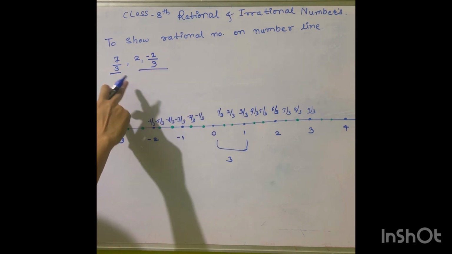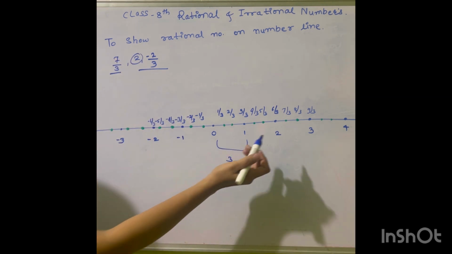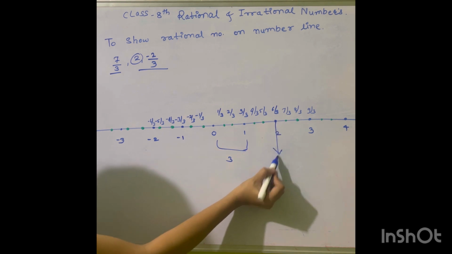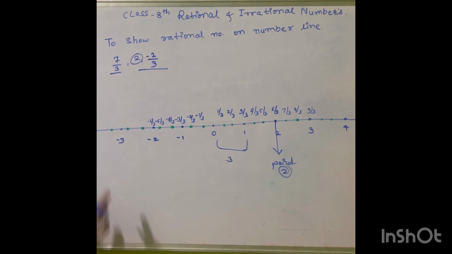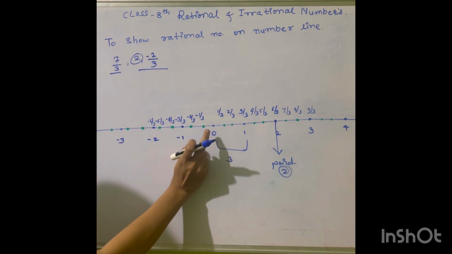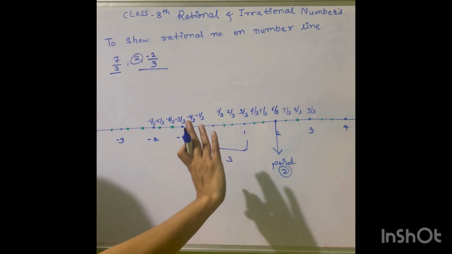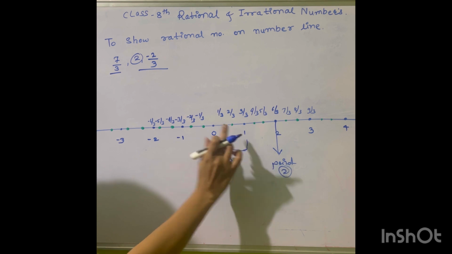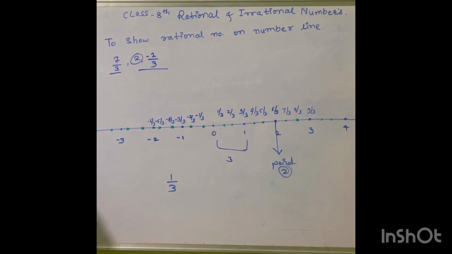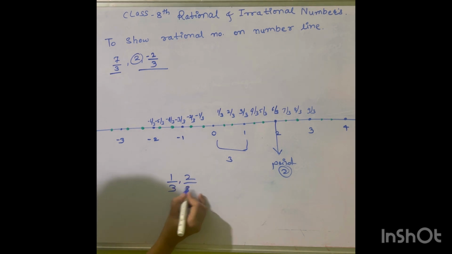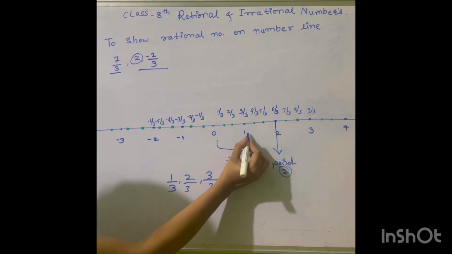Let's see how to show the numbers on the number line. Here there is 2. Easily we can denote the point 2. So here it is 2. This is point 2. Now 7 by 3. After the 0, we have to count points. So 1 by 3, 2 by 3. How did 1 by 3 come here? This is the first part of the third. The second point is the second part of the third. The third point is 3 by 3, which is equal to 1. This is the first point.